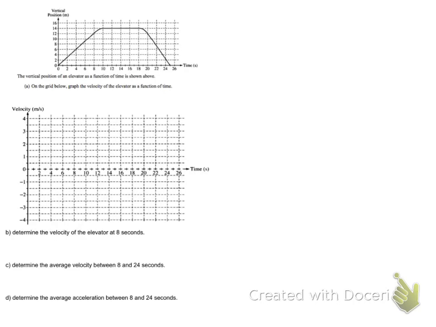Here's a problem interpreting an object's motion by looking at a position versus time graph. The first thing I like to do is mark these off where you see some changes. When that slope starts to change, either getting greater or less than, mark those off on the graph so you can get things lined up in the right spot.